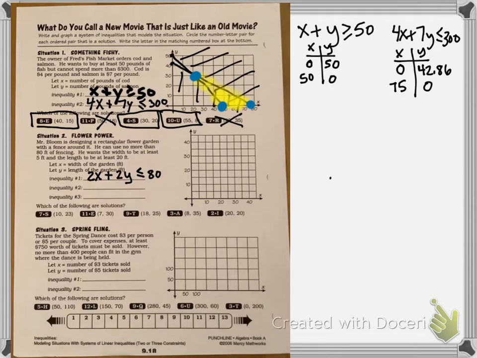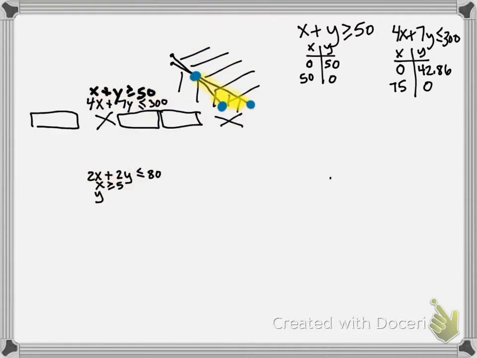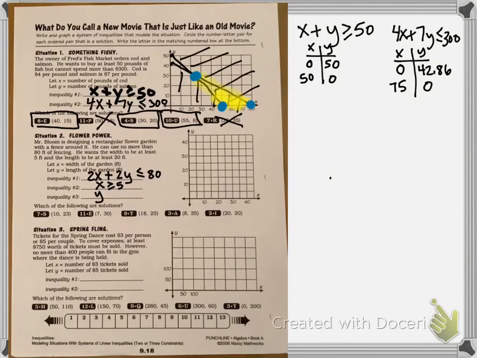And then for inequality number 2, it says he wants the width to be at least 5 feet. So that means x has to be greater than or equal to 5. And inequality number 3 says the length to be at least 20 feet. So that would mean y is going to be greater than or equal to 20.